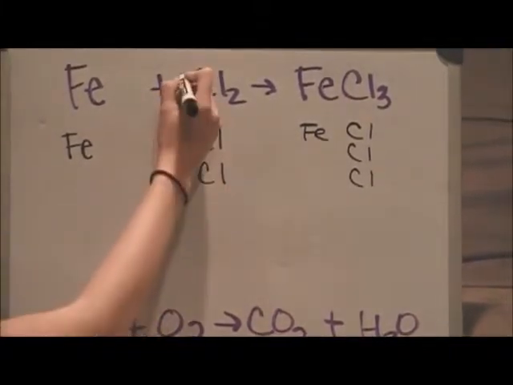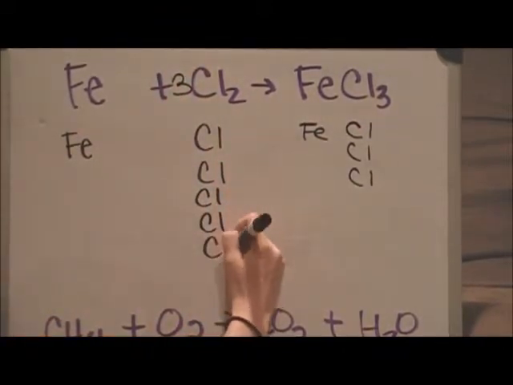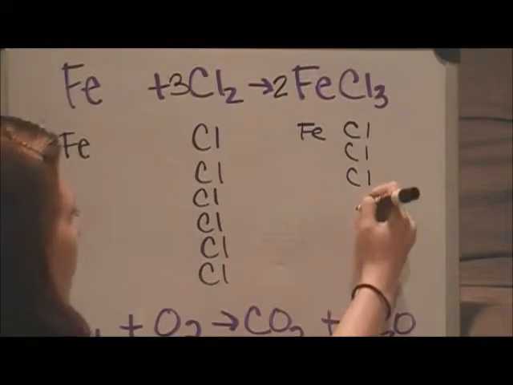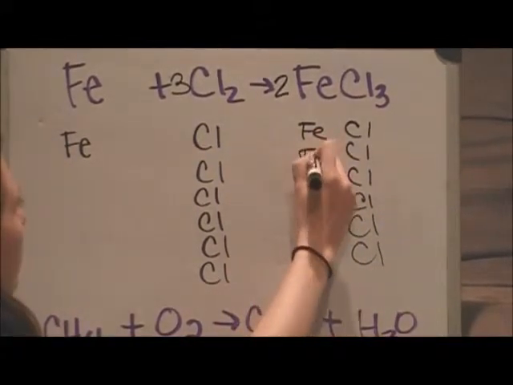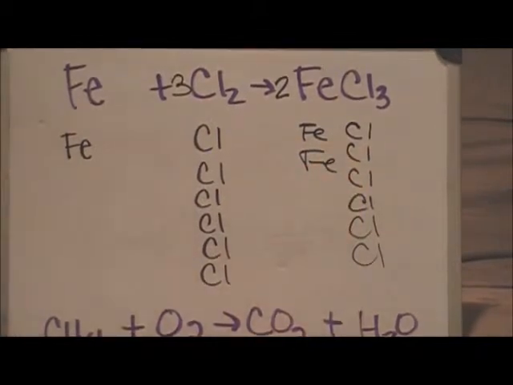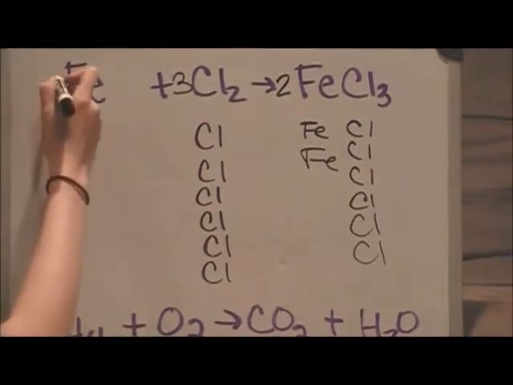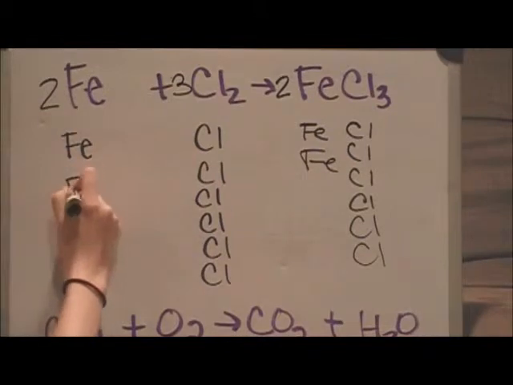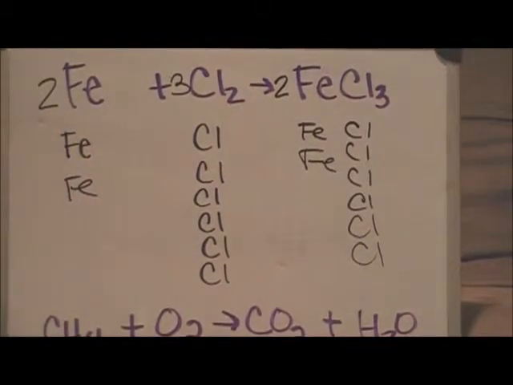So we're going to multiply the Cl2 by 3, which would give us 6 Cl's. And we're going to multiply the FeCl3 by 2, which would also give us 6 Cl's. But that would also give us another Fe. So now we have to balance the Fe's, and we put another Fe on this side. So our balanced equation reads 2Fe plus 3Cl2 yields 2FeCl3.